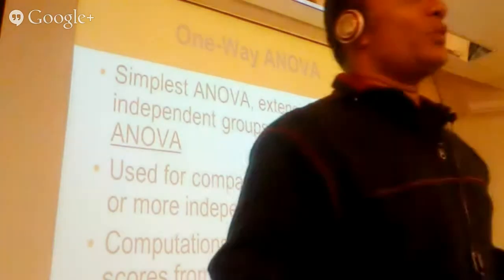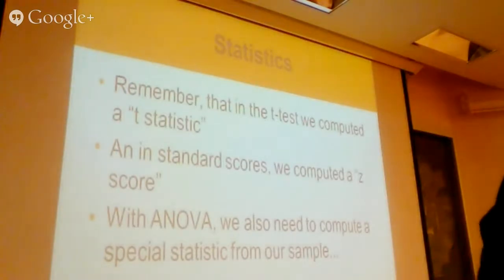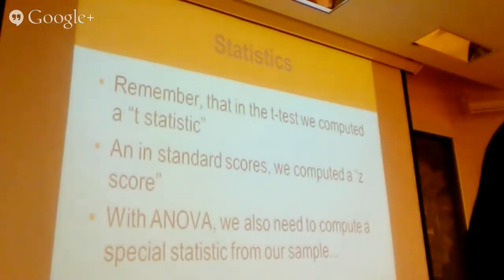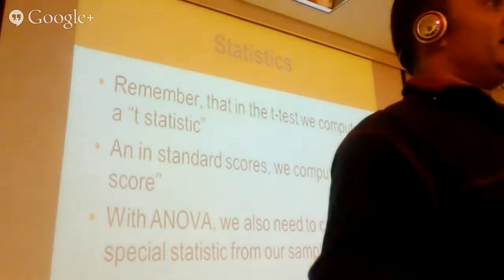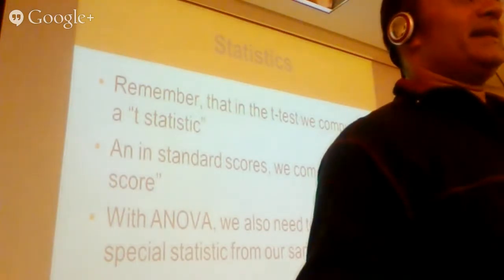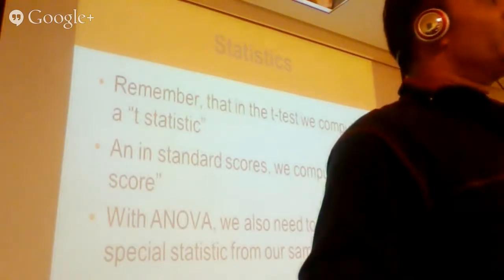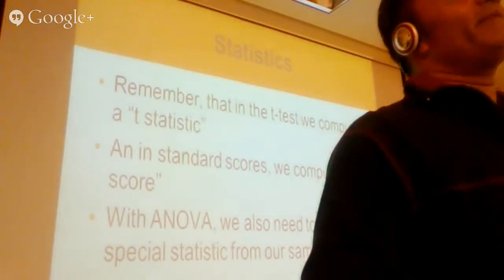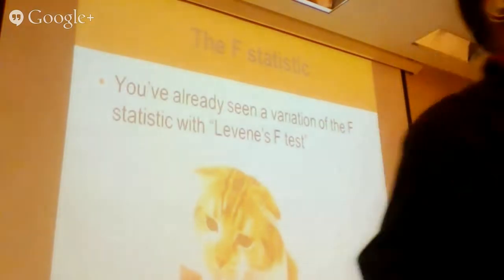Right, as I mentioned, we begin this by computing a grand mean, and we're going to compute a statistic. Much like the t-test, where we computed the t-statistic and compared that to the back of the book, we're going to compute a statistic here again, and that statistic is called the F statistic, as opposed to the t statistic. So you've learned about the Z, you've learned about the T, and now you're going to learn about the F. And the F is very similar to the T. In fact, you've seen the F already.